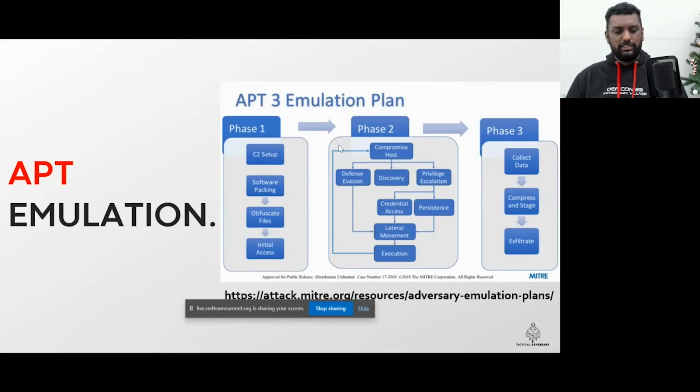So here is just an example of APT emulation, and MITRE has a set of plans for adversary emulation. You can just visit them. You can refer to them, like how you can create a certain C2 infrastructure to emulate a certain threat actor, right?